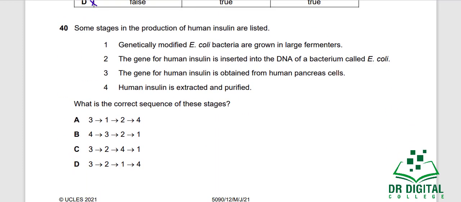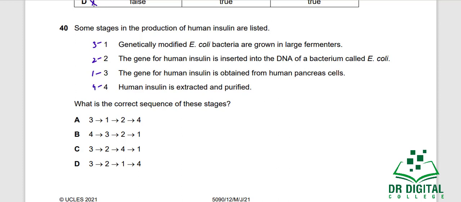In question 40, some stages in the production of human insulin are listed. 1: genetically modified Escherichia coli, E. coli bacteria are grown in large fermenters. 2: the gene for human insulin is inserted into the DNA of a bacterium called Escherichia coli. 3: the gene for human insulin is obtained from human pancreas cells. 4: human insulin is extracted and purified. So 3 should be the first step, 2 the second step, culturing the modified bacteria the third step, and 4 the fourth step.